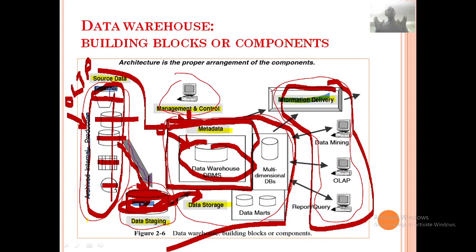Whenever you want to extract any information, first we need to go to the metadata, and from there it will check whether that data is available in the database or not. If it is available, then next it will go to the data warehouse and extract the information. If that data is not available in the metadata itself, then it will not be there in the data warehouse, so it will not go to the data warehouse. I will give you an example.